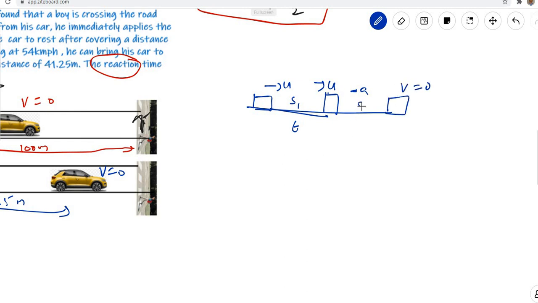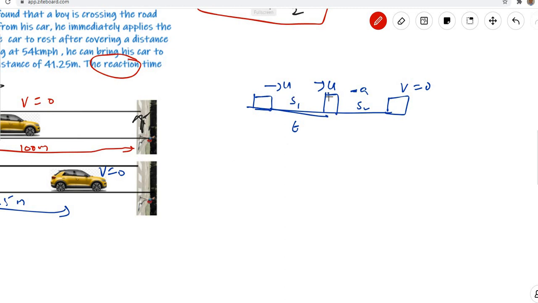This distance, let us take it as this. So there are two distances before he brings the car to rest. One is S1. What is that S1? The distance covered by the car by the time he applies the brakes. And S2 is the distance covered by the car after the brakes are applied and finally it was brought to rest. Now let us calculate the first equation.